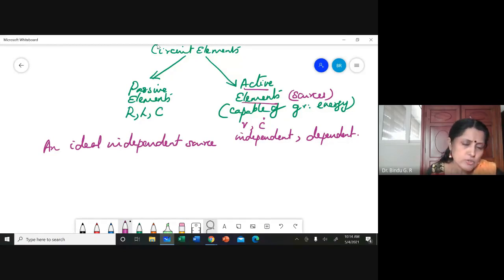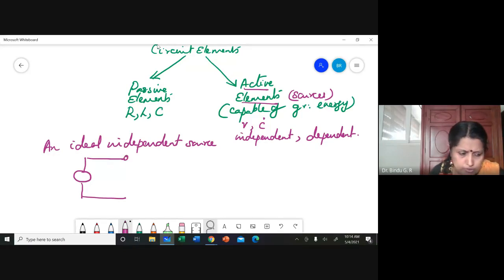An ideal independent source is an active element that provides a specified voltage or current that is completely independent of other circuit elements. They just give you the required voltage or provide the required current, independent of other circuit elements. Whatever be the resistance, inductance, or capacitance present in the circuit, this independent source will give you the voltage. If it is ideal, then it gives you the correct voltage that is mentioned. And this is how you indicate an ideal independent source.